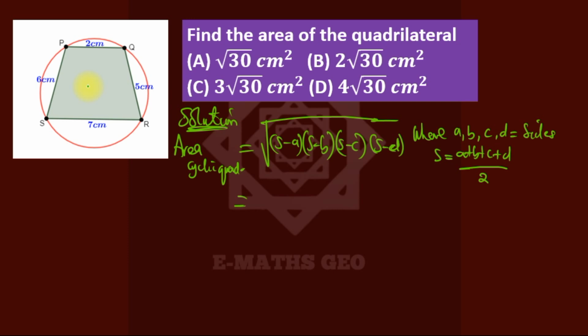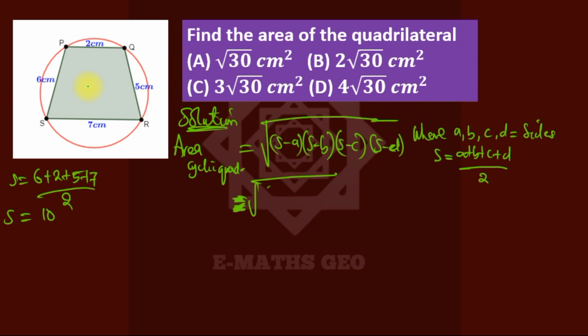I'll prove it after this solution. It will take time, but let's solve first. So the area is equal to the square root of (semi-perimeter minus each side), where the semi-perimeter is the addition of the sides over 2: 6 plus 2 plus 5 plus 7 over 2, which is 8 plus 12, 20, so it's 10. So our semi-perimeter is 10.